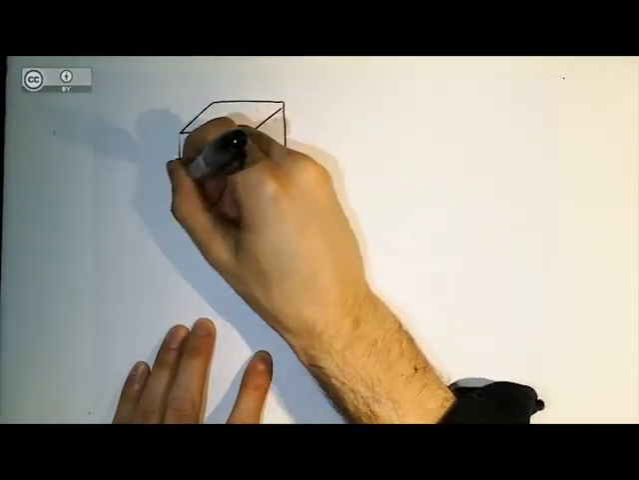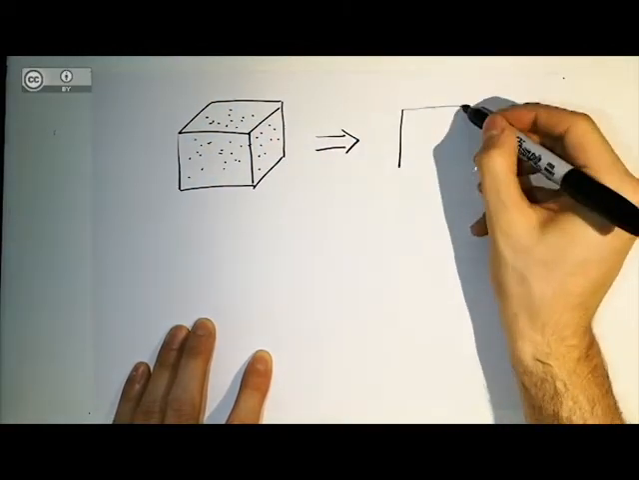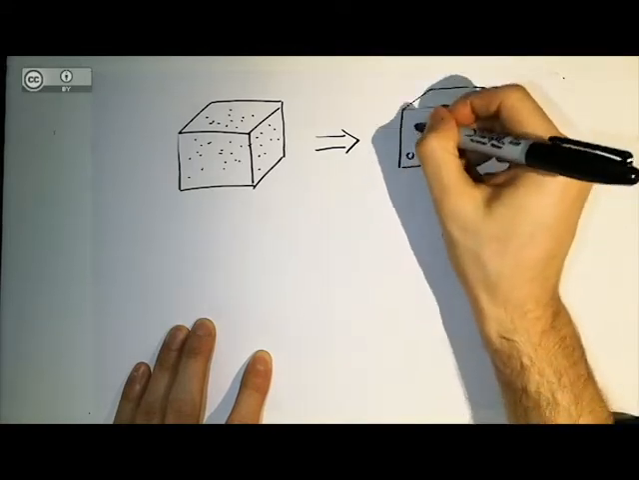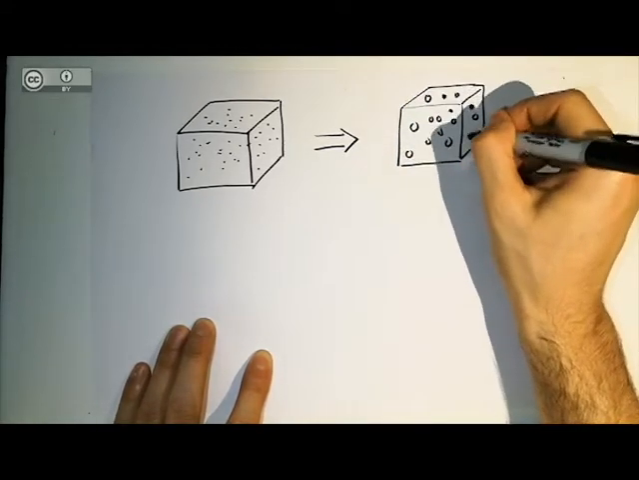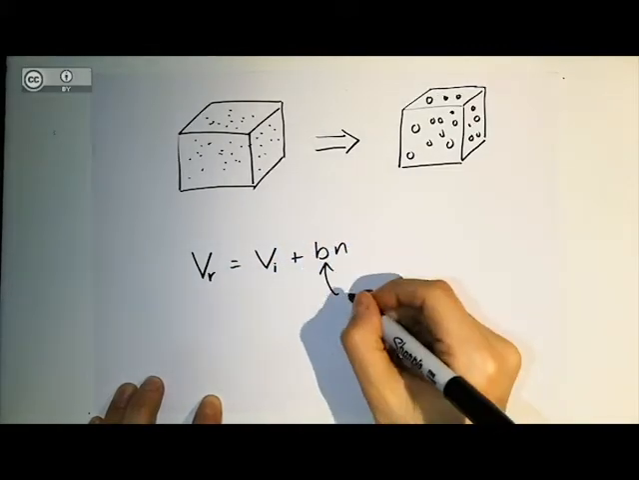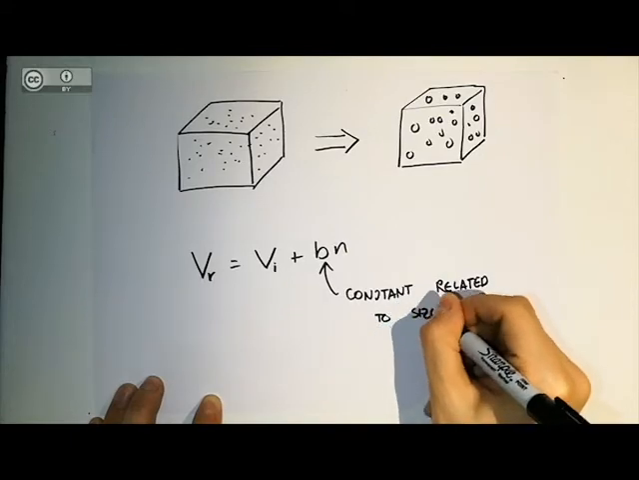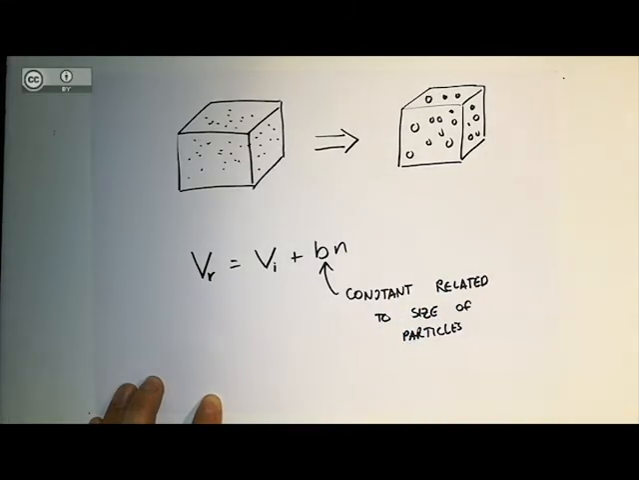Now for our second modification. Gas molecules are not point masses and have a real physical volume. This is a pretty simple modification to make. V_R equals V_I plus a constant. The equation we end up with is V_R equals V_I plus bn. In this case, b is a constant related to the size of the molecules, and n is the number of moles in the gas.